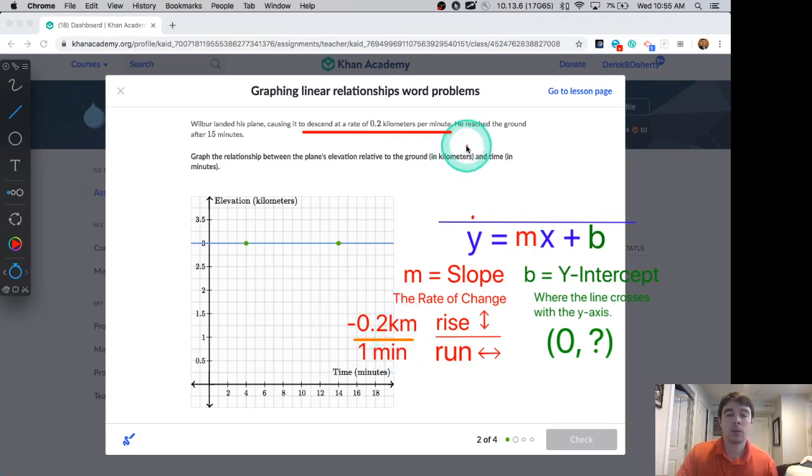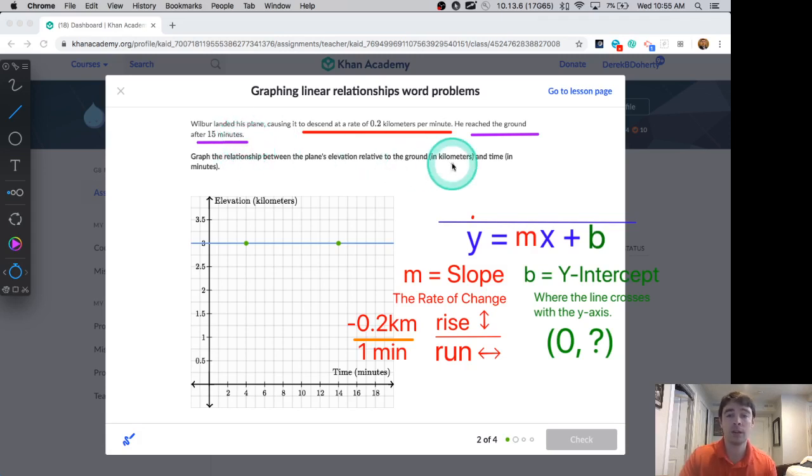So if he's losing 0.2 kilometers every 1 minute, we also need some more data points. It tells us he reached the ground after 15 minutes. And I'm going to put this in purple again. Reached the ground after 15 minutes. This is a specific 1 point in time for this relationship, but I chose not to put it in green because it doesn't happen to be the y-intercept. They're telling us after 15 minutes, he reaches the ground.